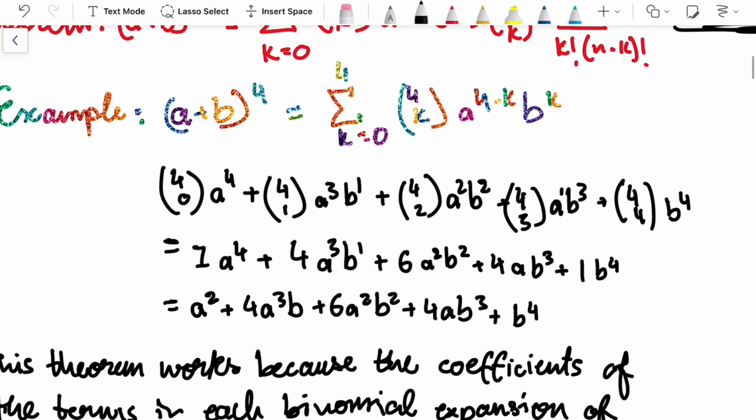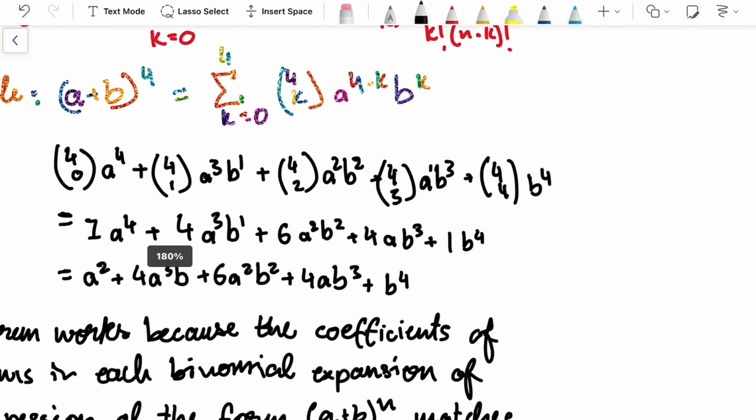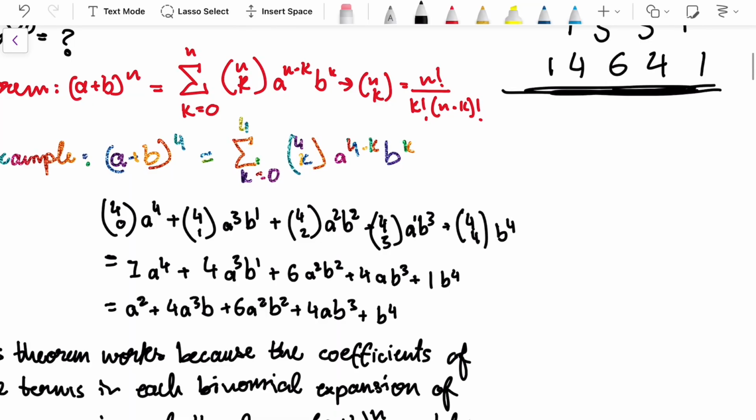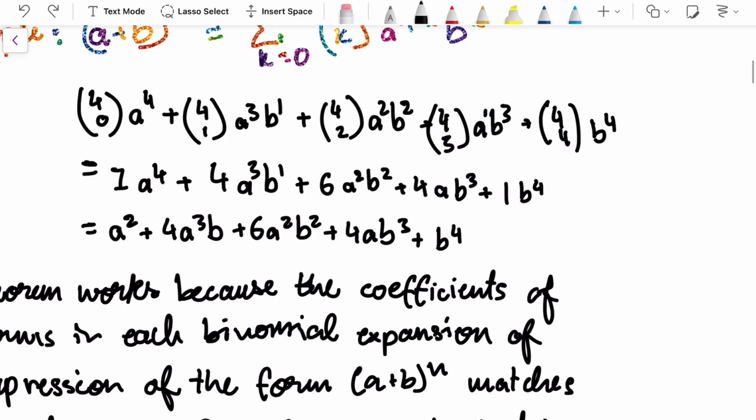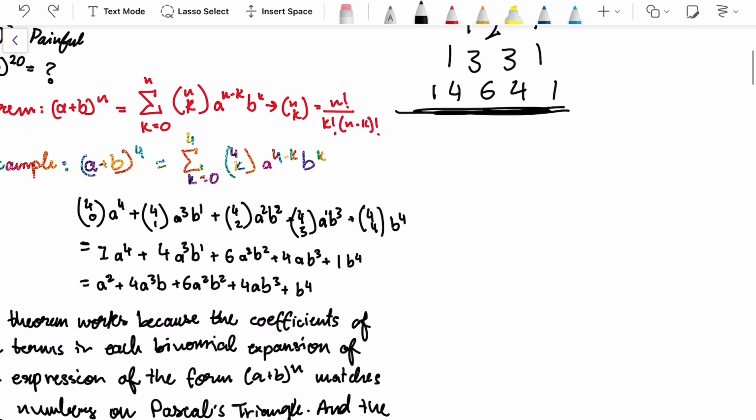Now we're going to expand (a plus b) to the 4. We do the combinations: 4 choose 0, a to the 4, plus 4 choose 1, a to the 3, b to the 1, and so on. If we simplify this, what we get is a to the 4 plus 4a cubed b plus 6a squared b squared plus 4ab cubed plus b to the 4.